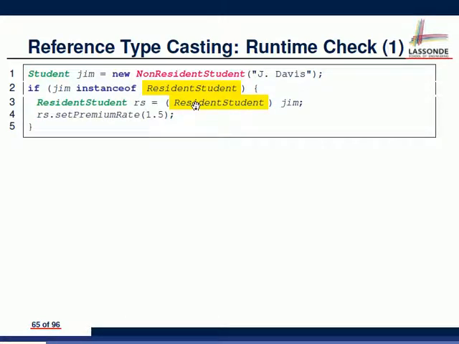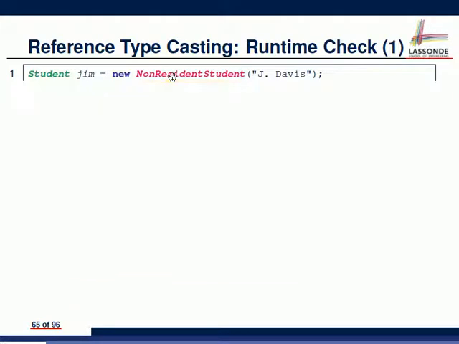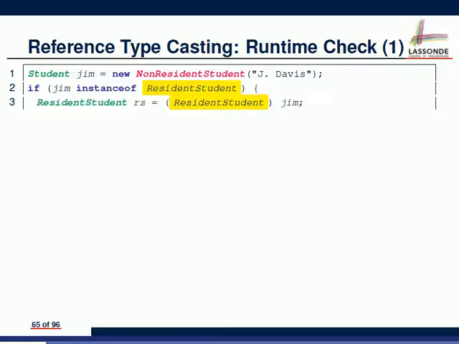Now let me change something here. Let's imagine, hypothetically, that in line number 1 I change the dynamic type to be ResidentStudent. Now, when I go to line number 2, because the dynamic type is now ResidentStudent, is ResidentStudent a descendant class of itself? Yes, so it will evaluate to true. That means I'm safe to do the cast.